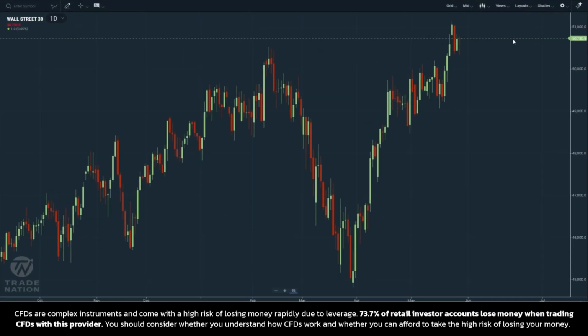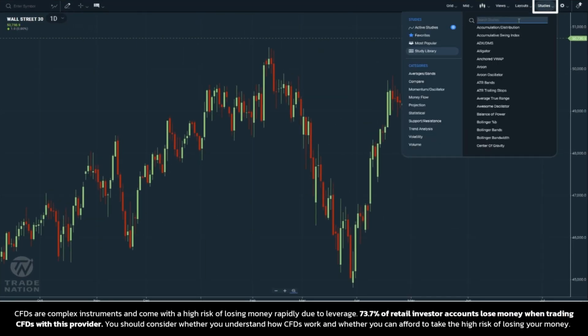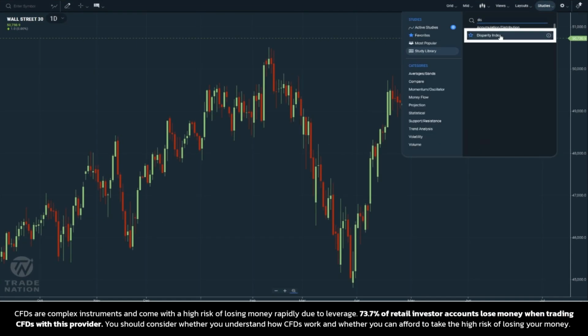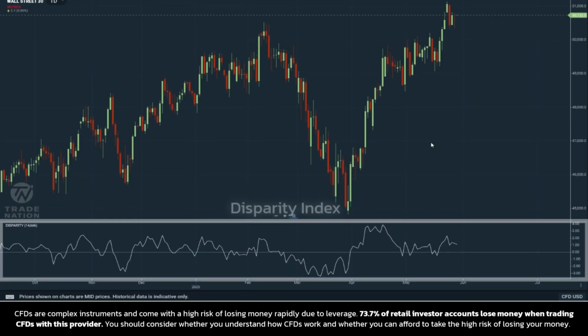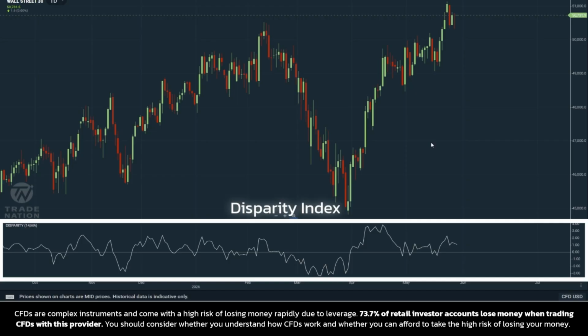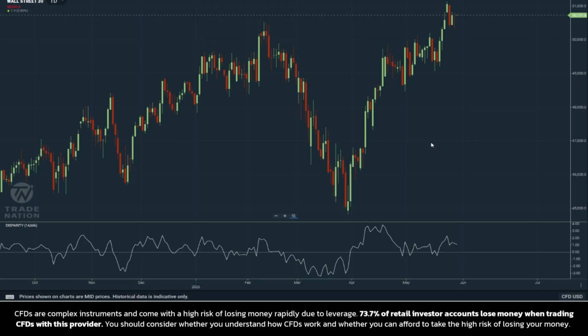The purpose of the Disparity Index on TN Trader is to measure how far price has moved away from its moving average in percentage terms. On TN Trader, the Disparity Index is treated as a momentum oscillator. It compares the selected field on the chart, typically price, against a chosen moving average and shows the size of that gap as a percentage.